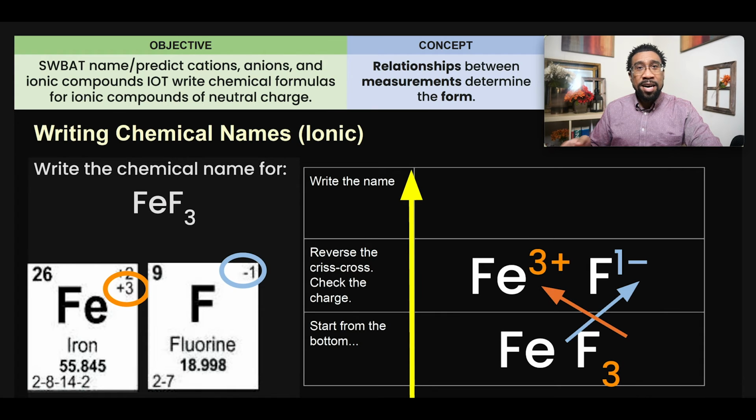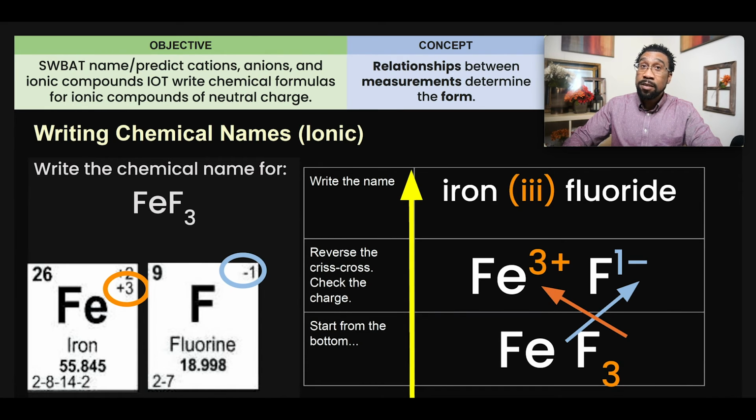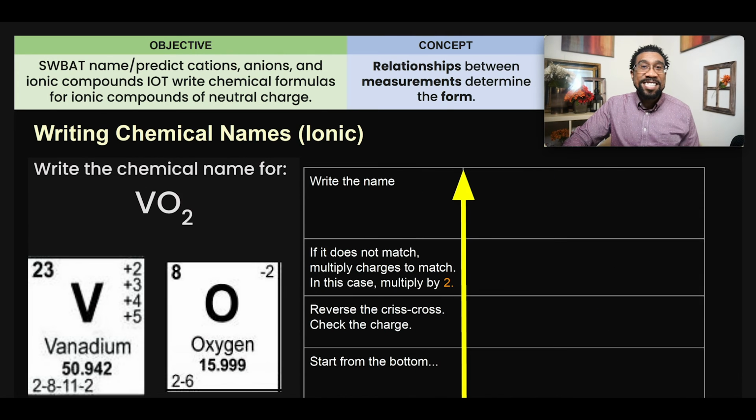All right. So let's finish this up. If we have a +3, then what Roman numeral are we going to use when we name this? It's going to be 3, 3 I's. Therefore, the final answer to the chemical name for FeF3 is iron 3 fluoride. Iron 3 fluoride.